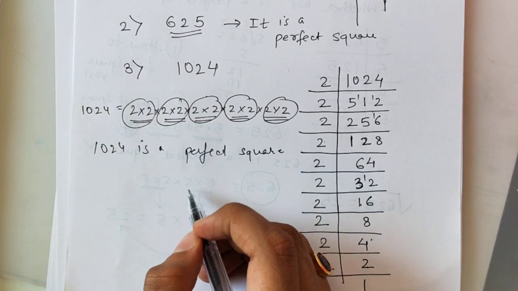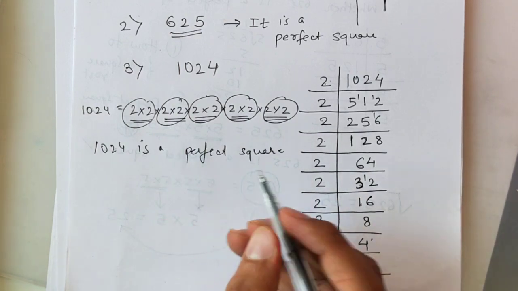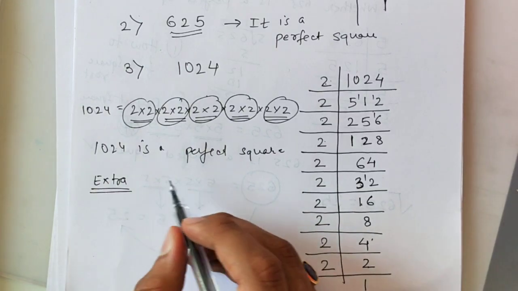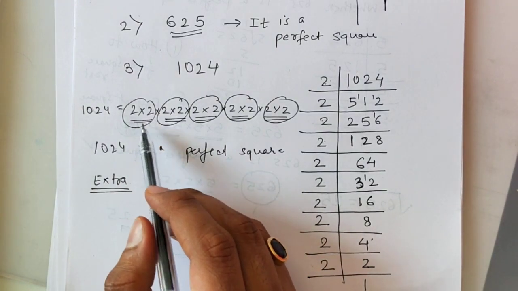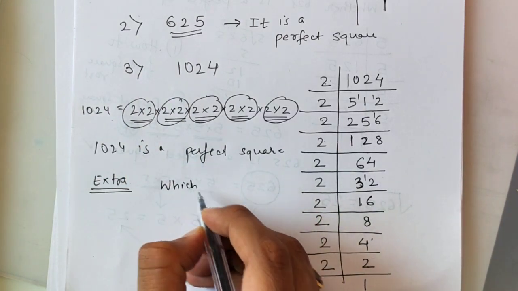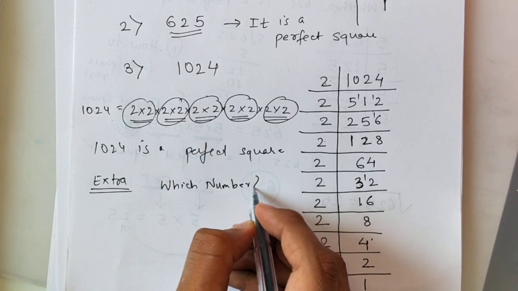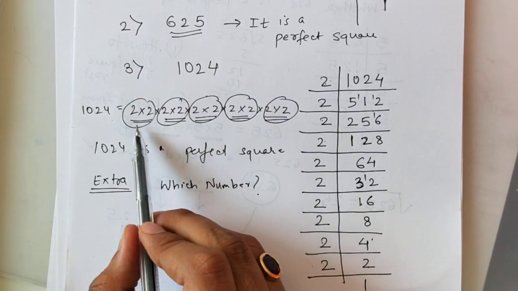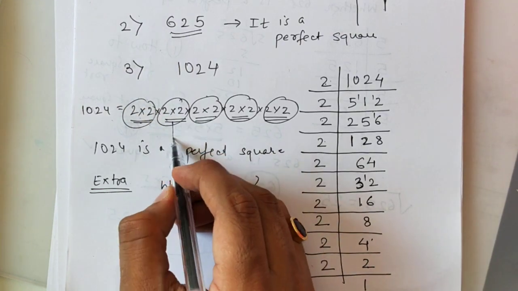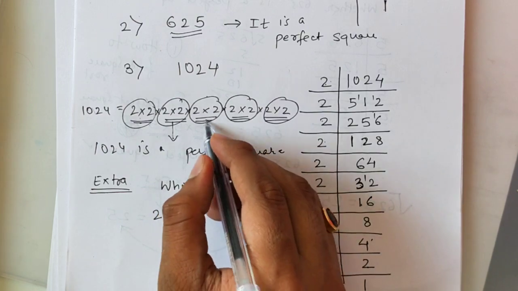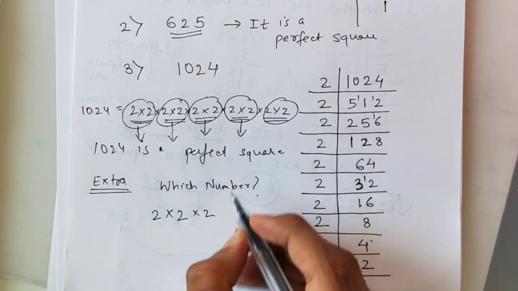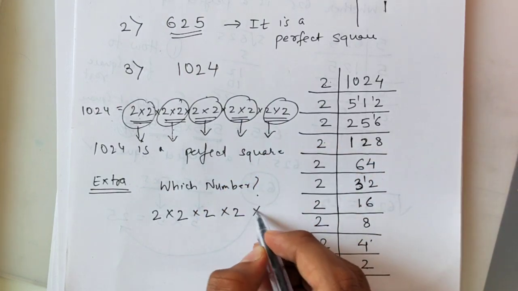Okay, and I can even find it is a square of which number. For extra, I am doing extra. This is not asked in the question, but for extra, if they ask me 1024 is a square of which number. Okay, so how will I do it? I have told you, take one number from the pair. So from this 2 and 2, I'll take 1, 2. From this 2, I'll take another 2. From here, I'll take another 2. See, from 1, 2, 3 here I took. Then from here another 2. And from this pair, one more 2.